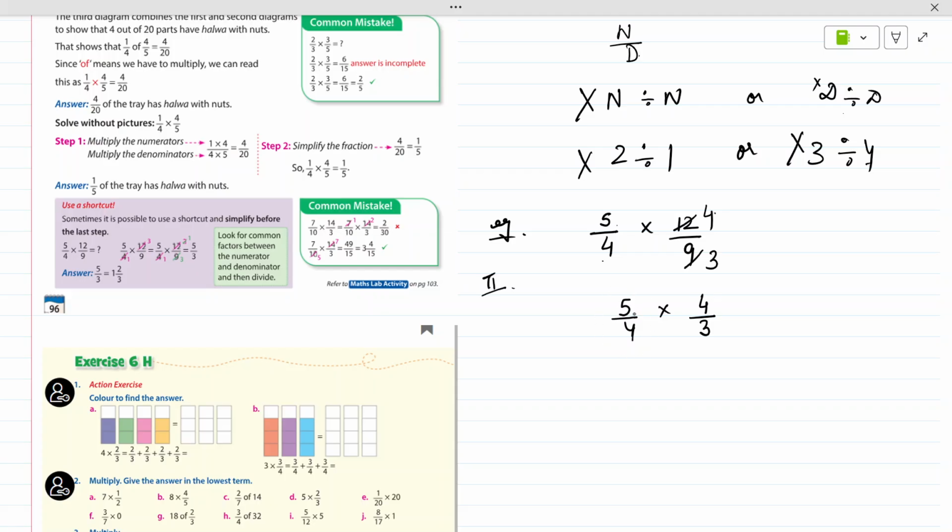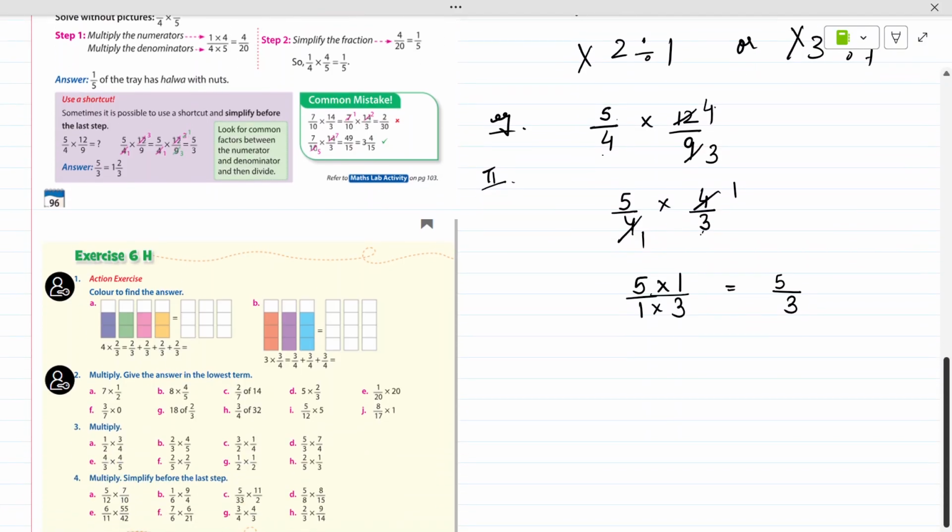Now let us try to divide them across. 5 and 3 do not have any common factor, but 4 and 4 have a common factor 4. So I'm dividing 4 and 4, 1 will come here, 1 will come here. So we are left with 5 multiplied by 1 in the numerator and 1 multiplied by 3 in the denominator, which will give us 5 by 3. I hope this is clear how we are doing it. First, we simplify the given fractions themselves, and once that is done, we divide across with the numerator or denominator of the other fraction.